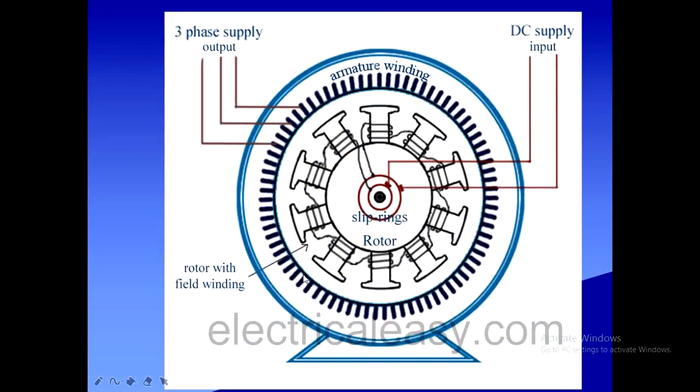Now, come to the main thing of the alternator. This is the electrical diagram of the alternator. From this figure, we can see the output, that is the three-phase supply, which is coming from the armature winding or the stator of the machine, and the DC input supply which is given to the rotor, that is the magnetic field system of the machine.